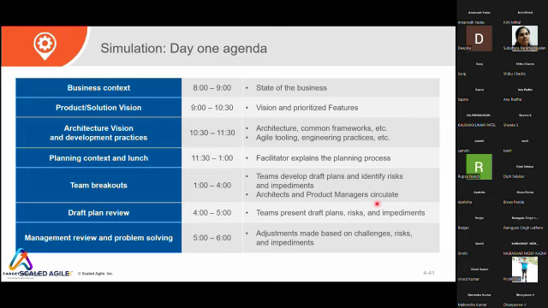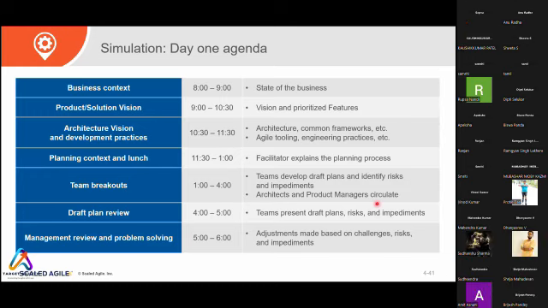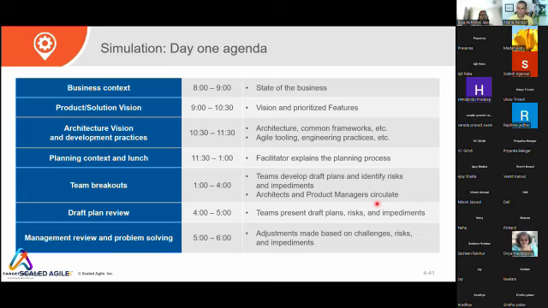So what is the agenda of the PI planning? This is the day 1 agenda. It starts with the business context. Business people provide their vision for the business. After that, a product and solution vision is presented by the product management, and the prioritized feature list is provided. What is their priority?